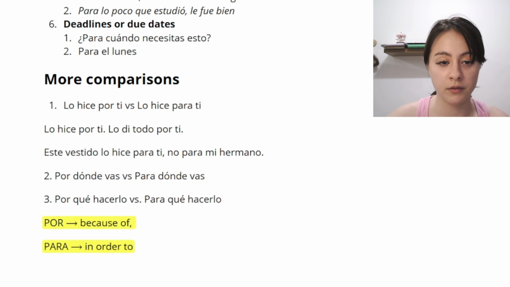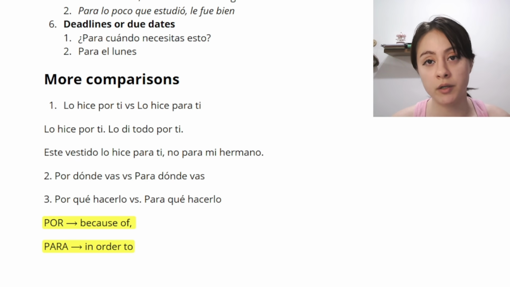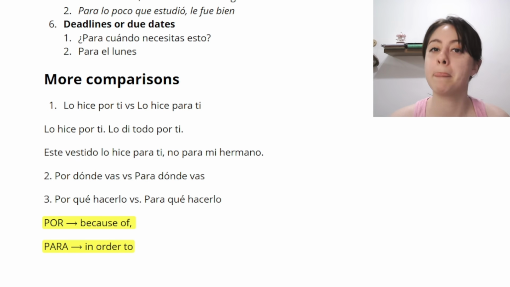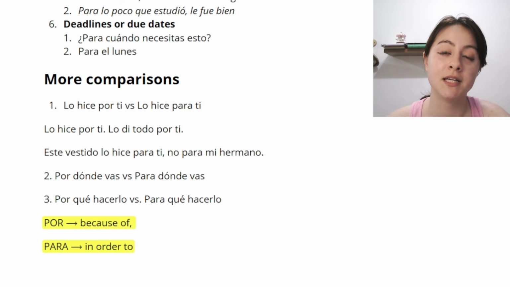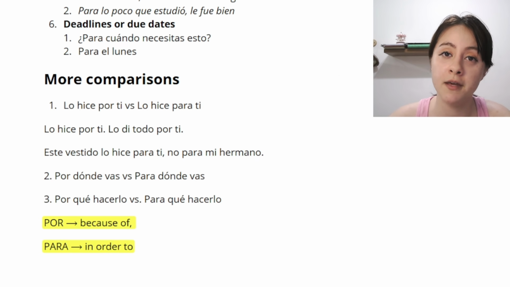So I think that kind of summarizes it. Por should be used when the answer is because of, and para is generally when you want to answer in order to. I hope you can tell this difference. I hope this makes it clearer for you. And let me know what you think about the video. Let me know if you want more examples or more explanations about this specific topic.